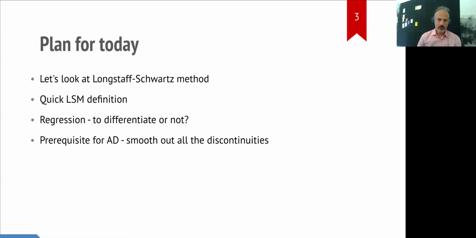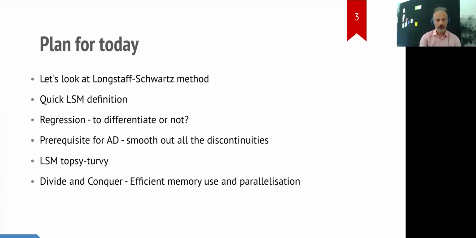Of course, when you want to execute AAD for a callable product, you need to start with smoothing out all your discontinuities in payoffs and more. We will talk about that. Then LSM topsy-turvy: how do you actually enable an adjoint path for the LSM method? And what do you do to achieve efficient memory use and parallelization?